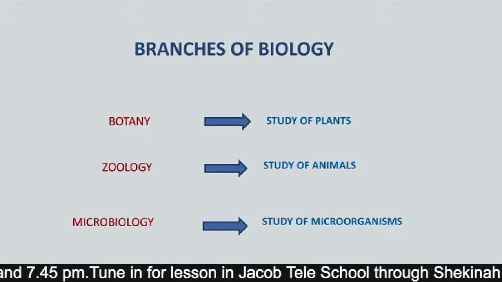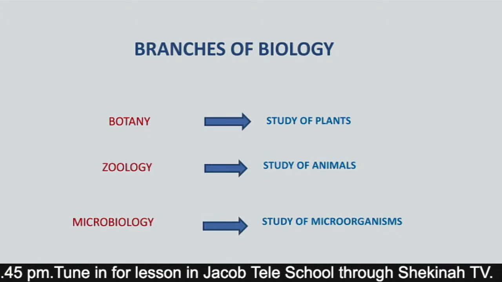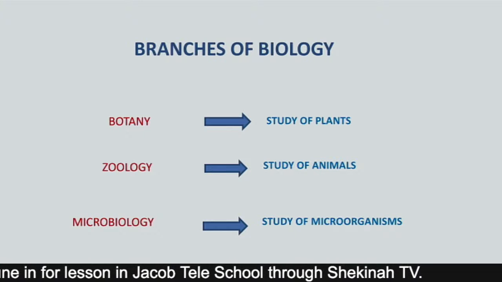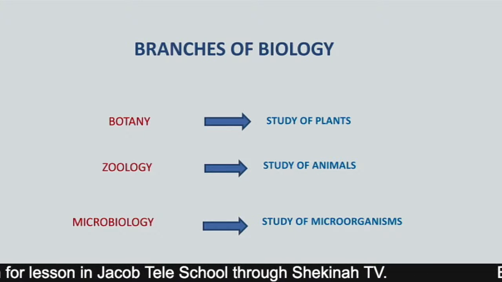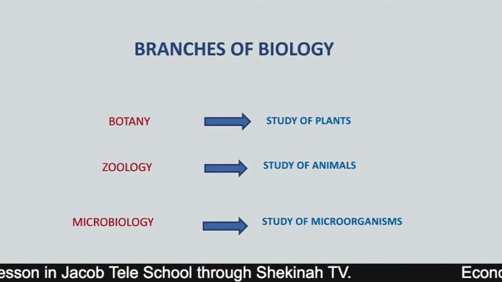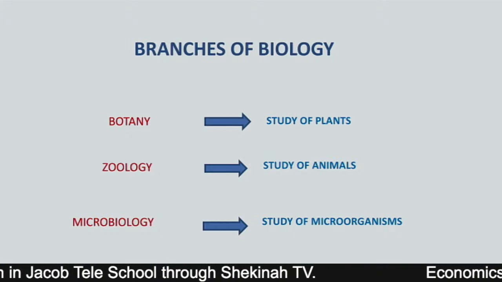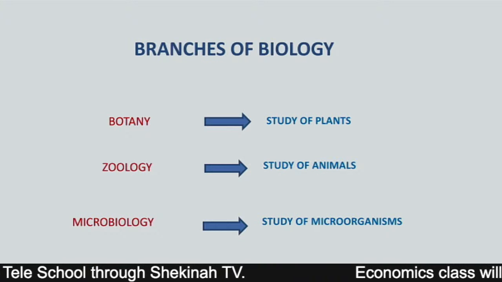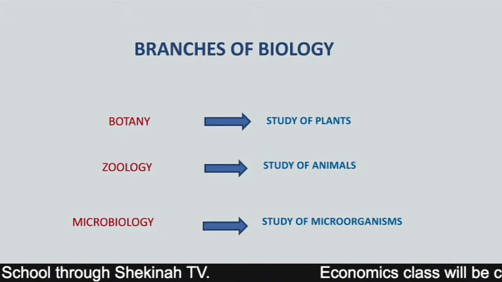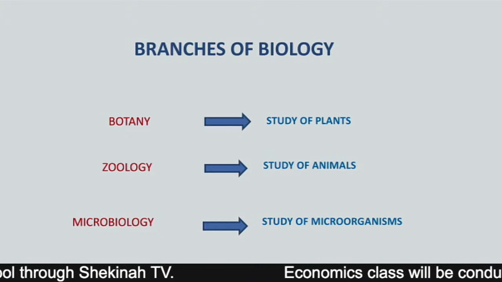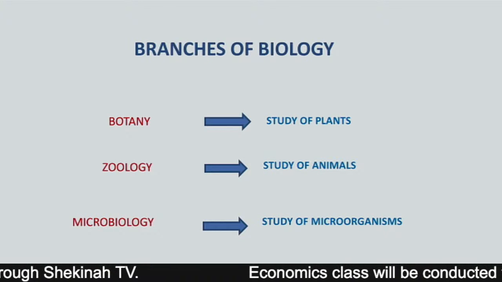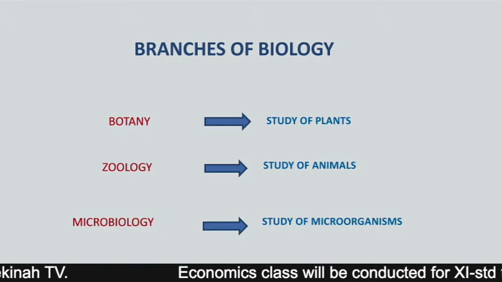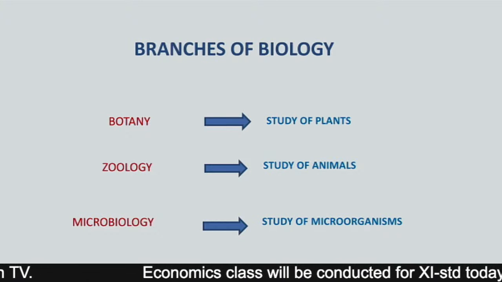And next one is zoology. The study of animals is called as zoology. Zoology in Tamil விலங்கியல். Next one is microbiology, நுண்ணுயிரியல். The study of microorganisms is called as microbiology. Do you know what is microorganism, children? Microorganisms are the organisms which we cannot see through our naked eye. We can see them only through the microscope. Examples, virus, bacteria, fungi. These are the microorganisms. Okay.